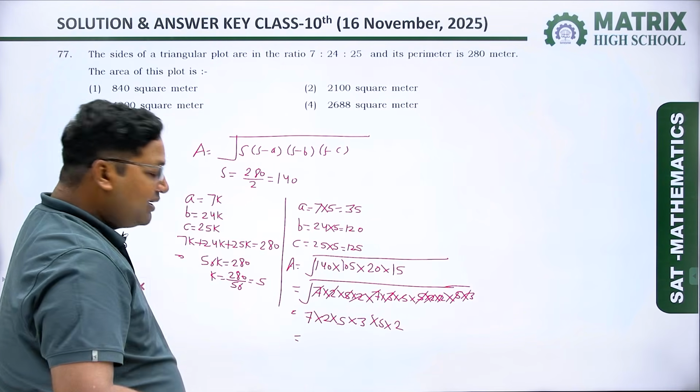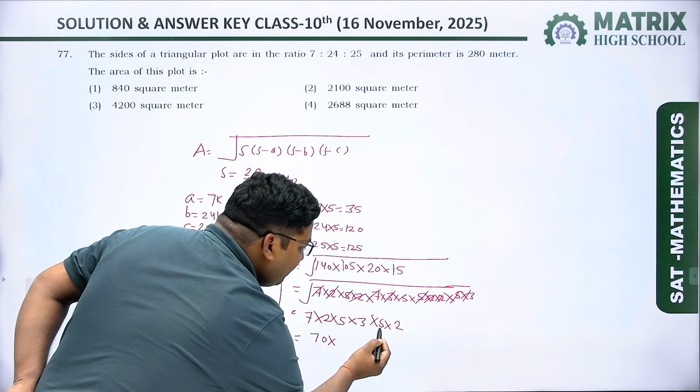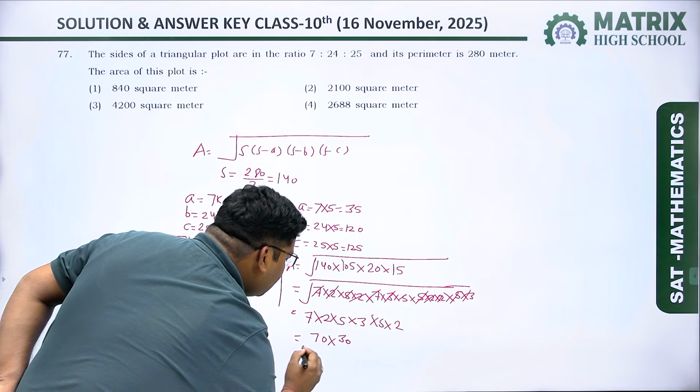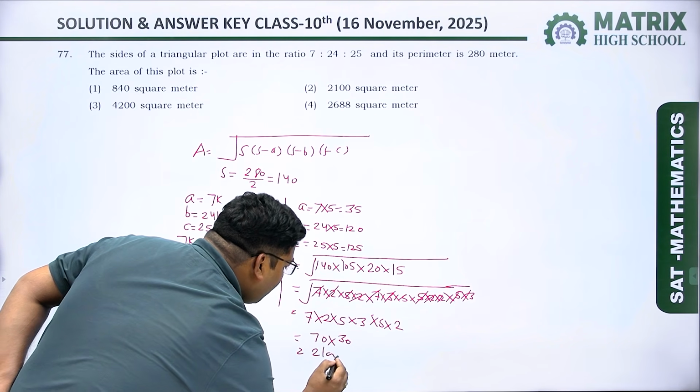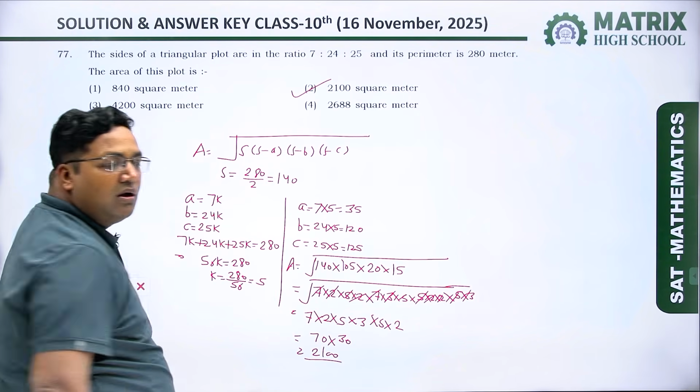So our answer is 7 2s are 14, 14 5s are 70, into 3 5s are 15, 15 2s are 30, 70 into 30 is 2100 square meter. So option 2 is the right answer.